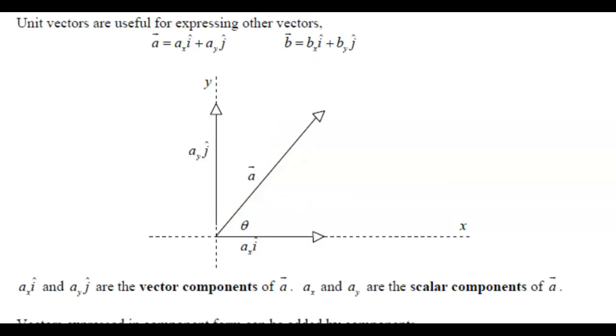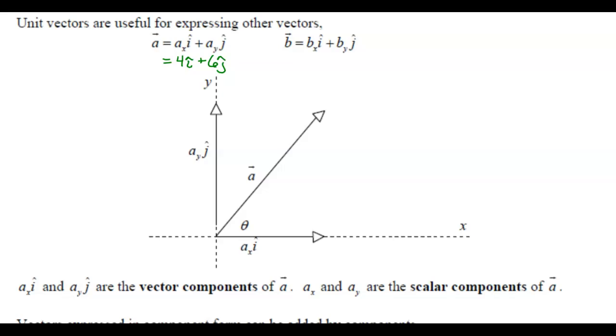So when we look at unit vectors, these are useful for expressing other vectors. We can break a vector into its constituent components. So if I have a vector, let's say A here, we could say that is maybe 4 i hat plus 6 j hat. Well, what does that tell me? That tells me I'm 4 in the x direction, 6 in the y direction. And that allows me to calculate the magnitude and the direction of my vector A.